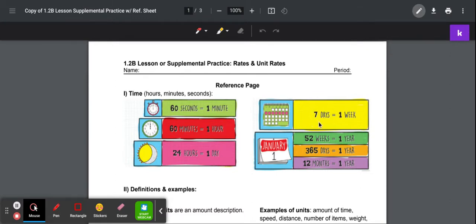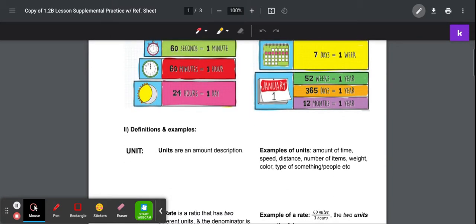Then if you move here to the right, we know that 7 days is equivalent to 1 week. And then 52 weeks is equivalent to 1 year. 365 days is equivalent to a year. And 12 months is equivalent to a year. So these are all year equivalents. Here it's all week equivalents. And then here on the left we have second, minutes, and hour equivalents.